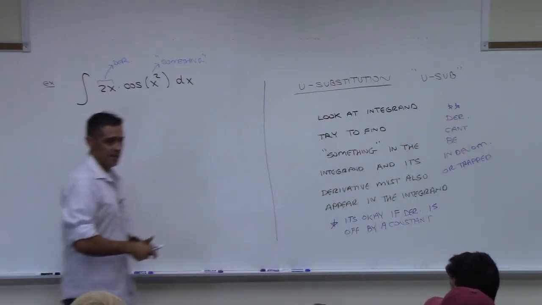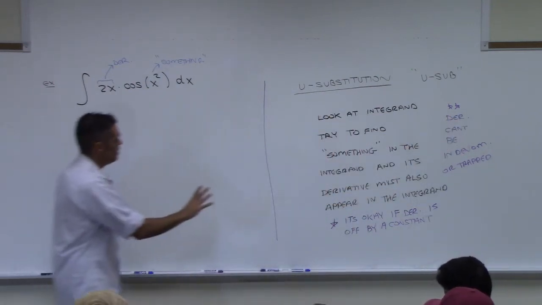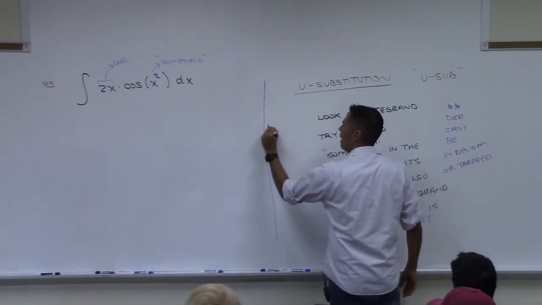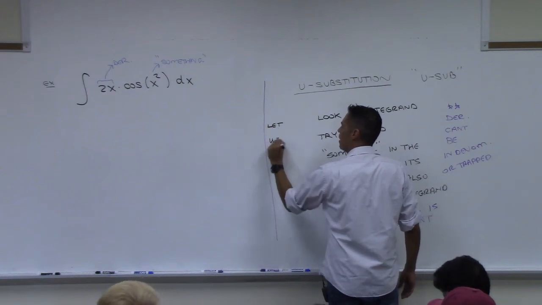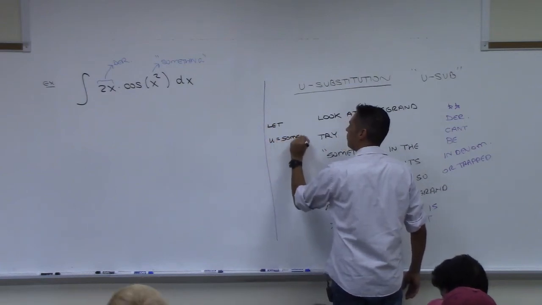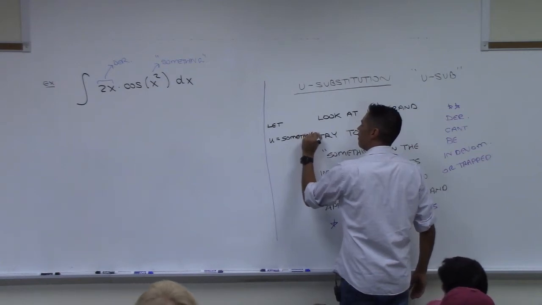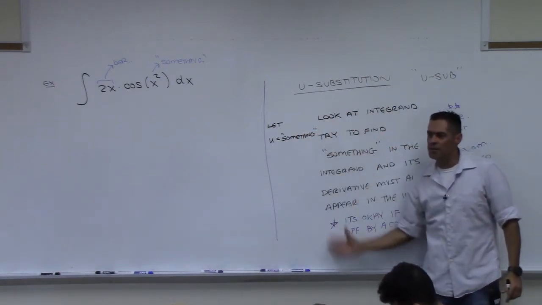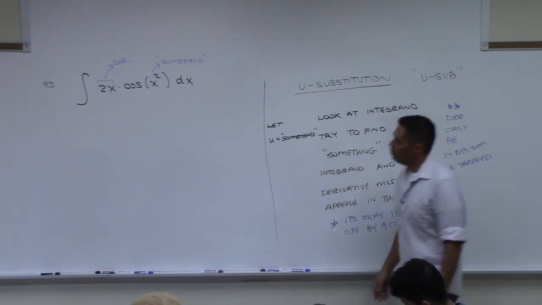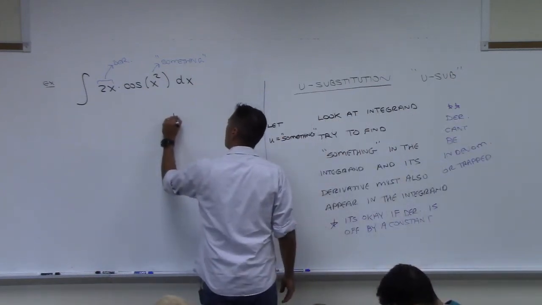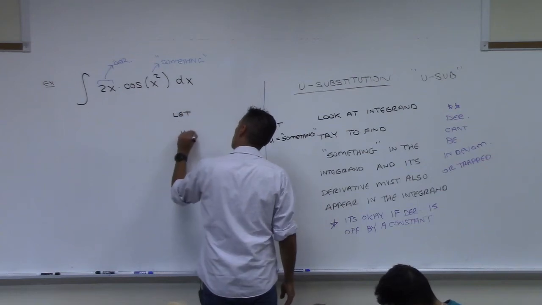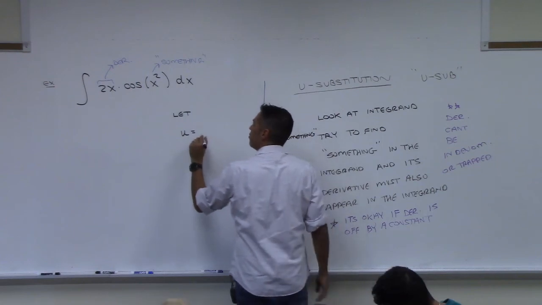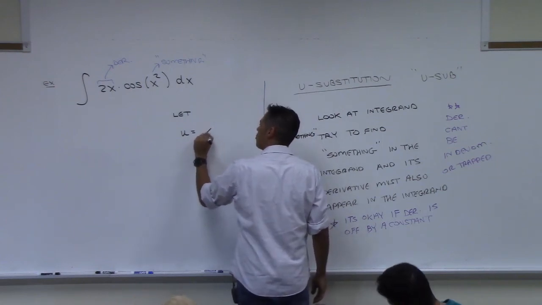So if we have this, then the next step from here would be to let u be equal to the something. I'm just carrying on the steps over here. So over here in the problem, I'm going to let u be equal to, and notice I'm doing it to the side over here on purpose. Let u be equal to what? X squared. Okay.